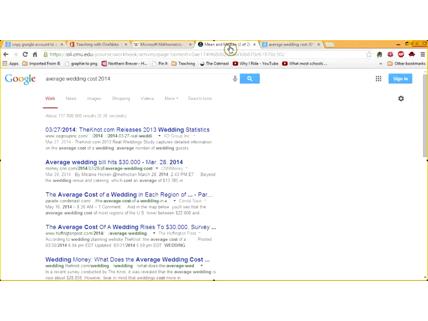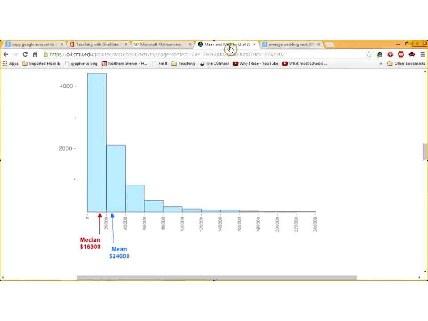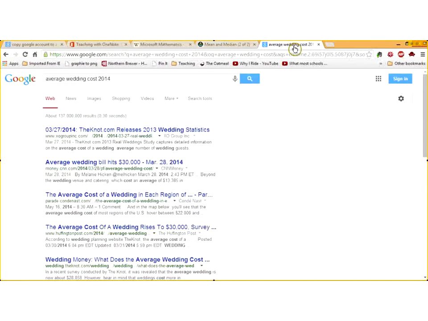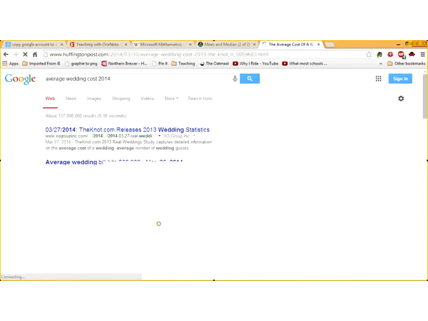So when we have data that are heavily skewed, like income or home prices or wedding costs for that matter, the median gives a better picture. Now you might wonder then, why did they use the average here instead of the median? It's a good idea to look at who did it. Let's look at this one. It said right at the top, but you may be able to see it better when we go to the actual article.